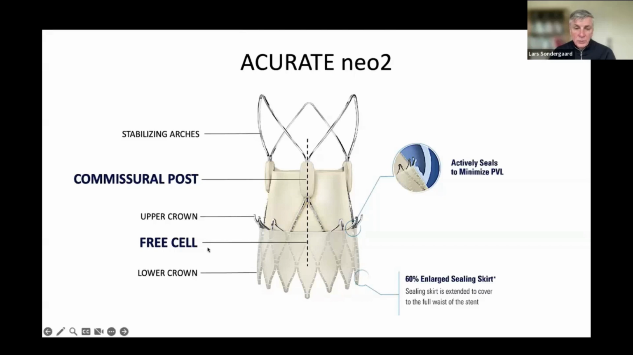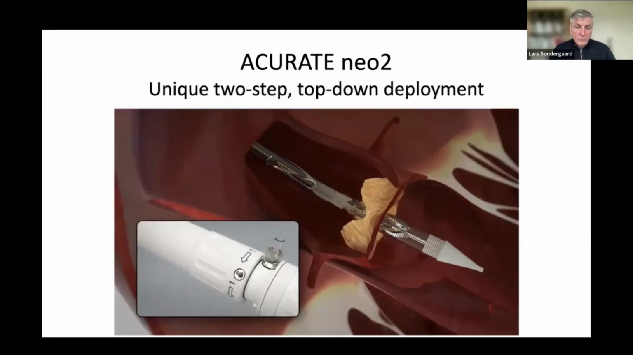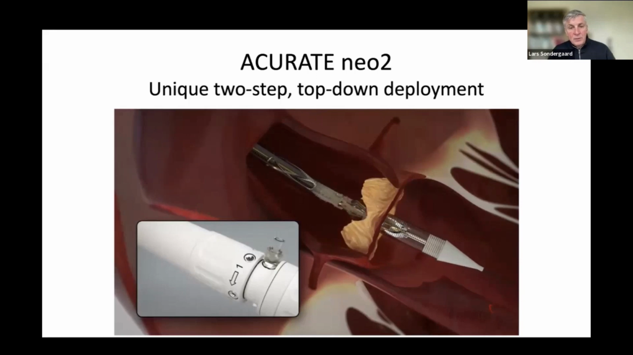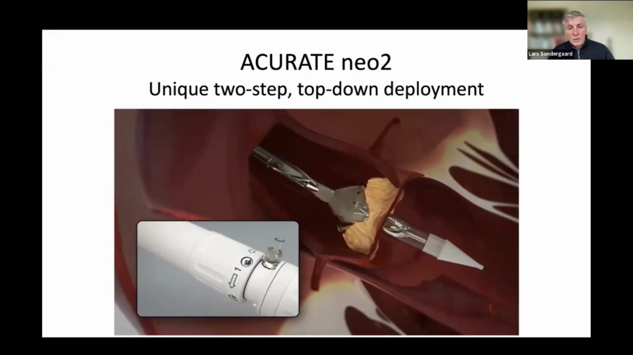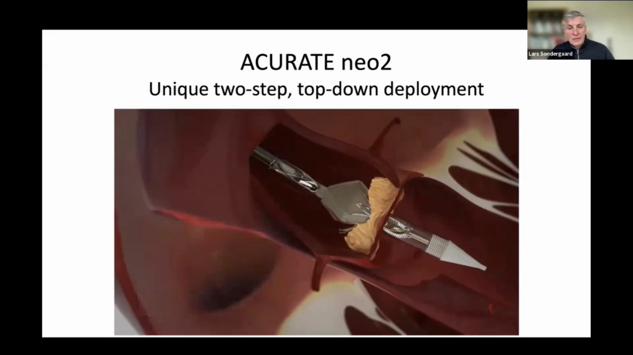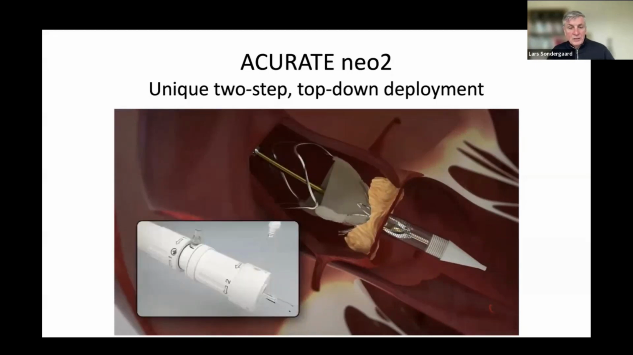And you see here just below that upper crown, one of these struts is not attached to the main frame. So that's why it's sticking out, and you have what we call this free stent strut. It's also a deployment which is somehow different from what you normally do. It's a top-down deployment. You have 2 knobs. You start with knob number 1, opening this upper crown and the 3 stabilizing arches. And then you can assess the position, maybe change a little bit, push a little bit forward.